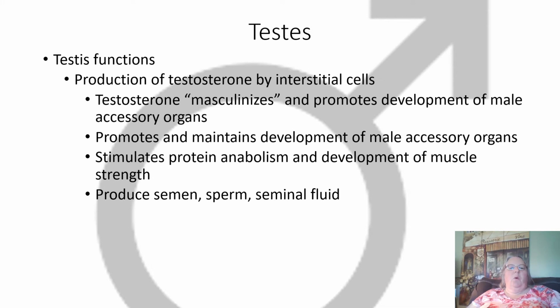The testes do more than just produce sperm. They also produce testosterone. Testosterone masculinizes the individual and promotes development of male accessory organs. The testes also promote and maintain the development of male accessory organs, stimulate protein anabolism, and develop muscle strength. And we need to note that the testes produce semen, sperm, and seminal fluid.